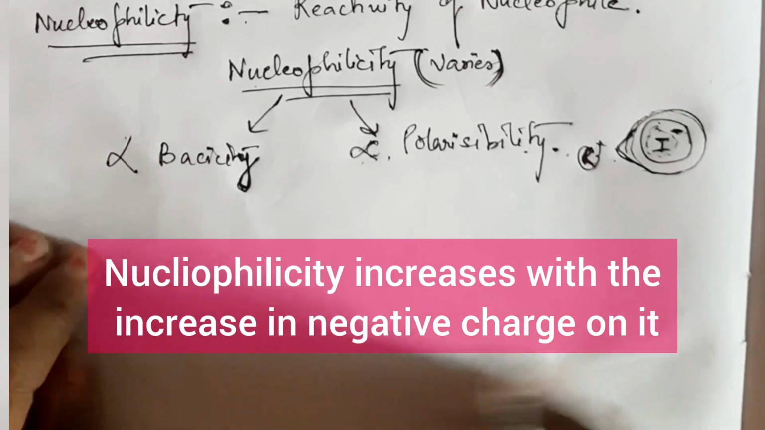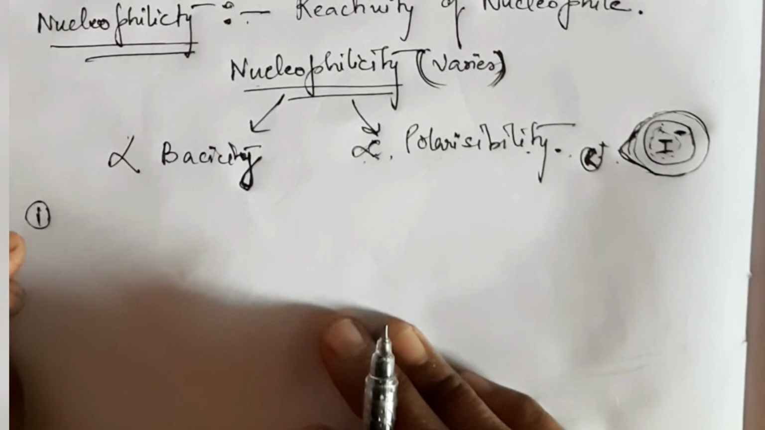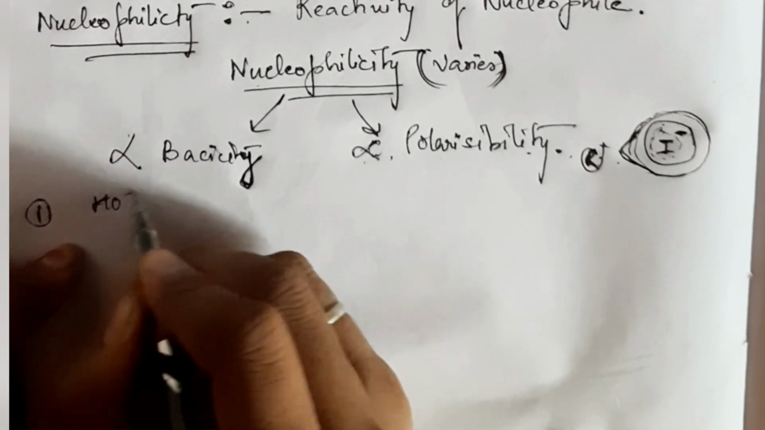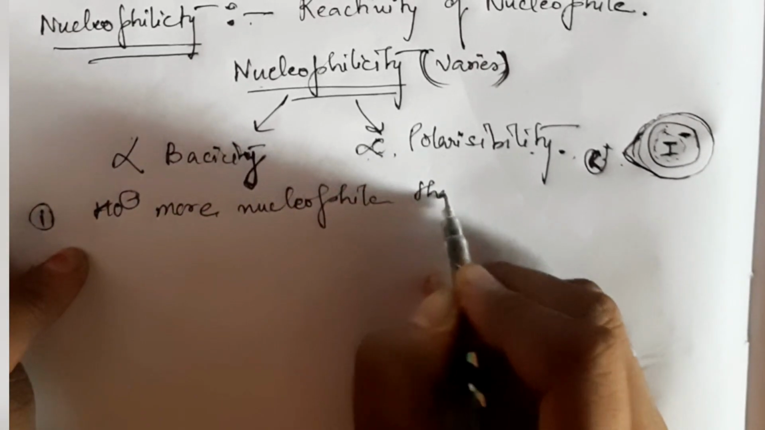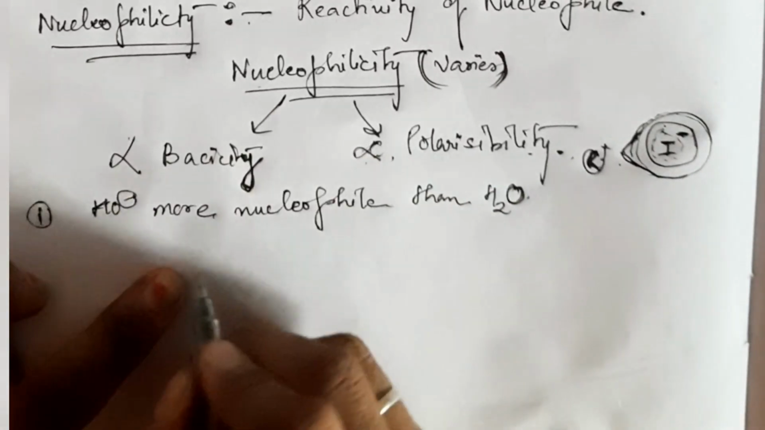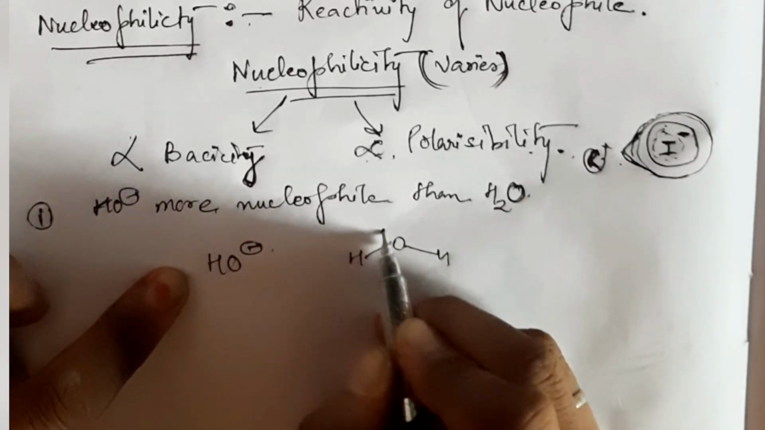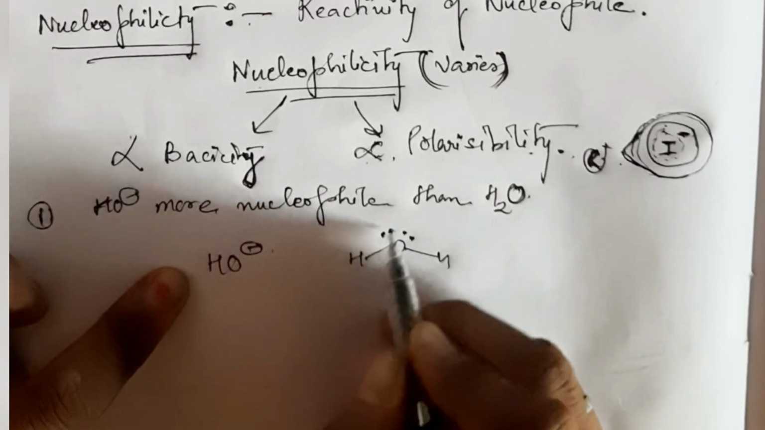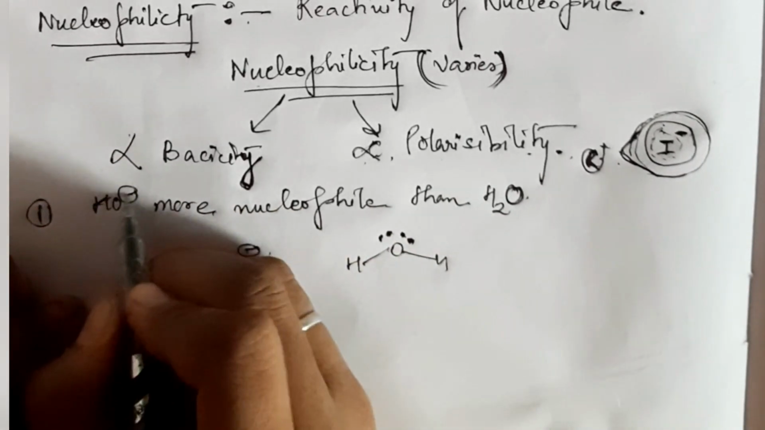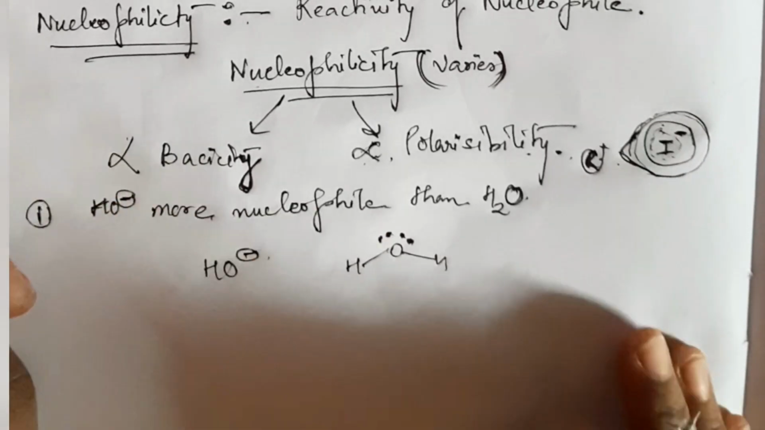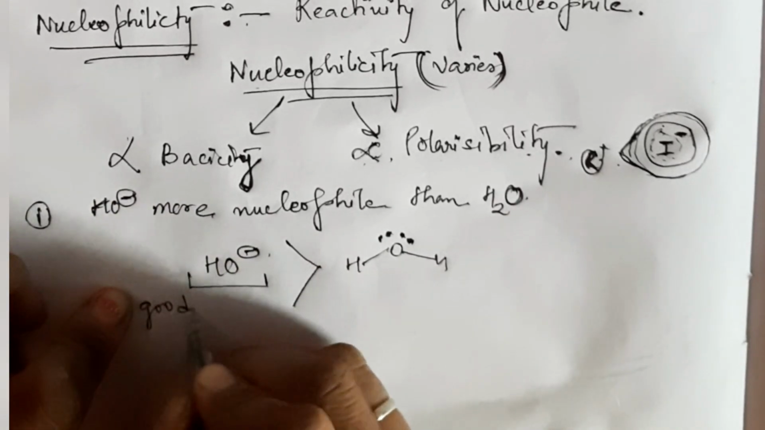The first point is that the nucleophilicity of an atom increases with increasing negative charge on it. Thus HO minus is more nucleophilic than H2O. Here HO minus is negatively charged, and this is a water molecule, which also has a pair of electrons to give. But which one will be more nucleophilic? The more negative charge, the more the nucleophilicity. Hence of these two, HO minus is a better nucleophile than the water molecule.